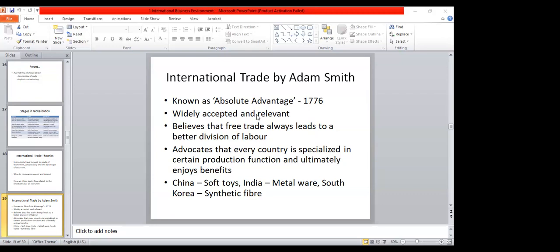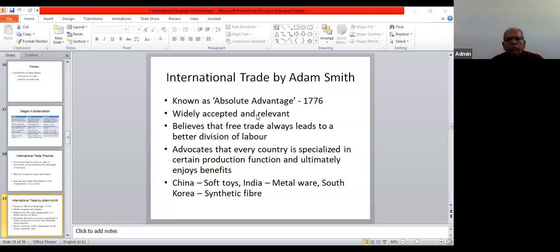Then the third point: Adam Smith believes that free trade always leads to a better division of labor. As you are in the management course, MBA, you might have learned the principles of management, delegation of authority and division of labor. This division of labor is utilized by absolute advantage, and it believes that free trade is possible. Next point, it advocates that every country is specialized in certain production functions and ultimately enjoys the benefit.